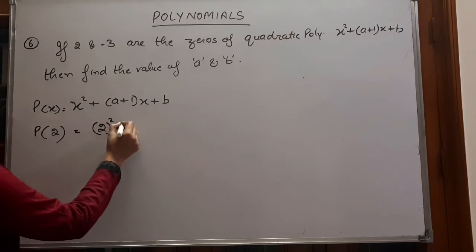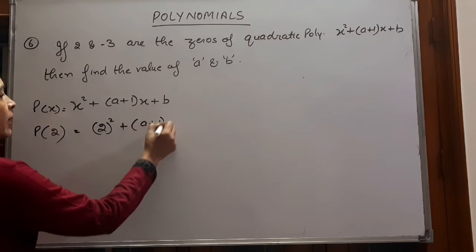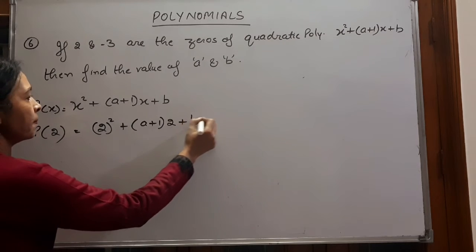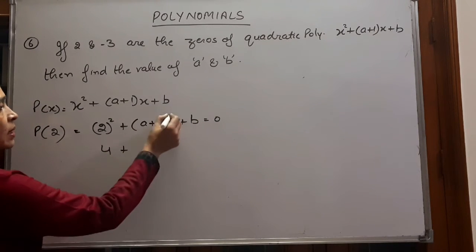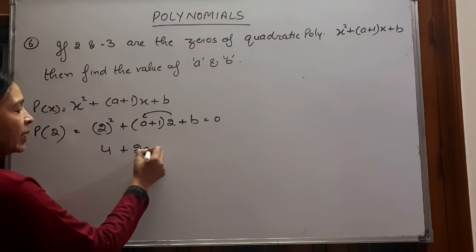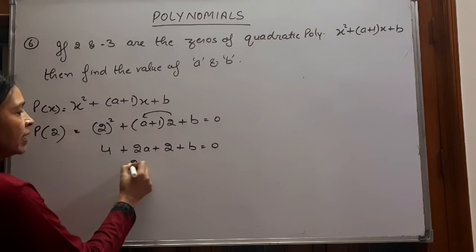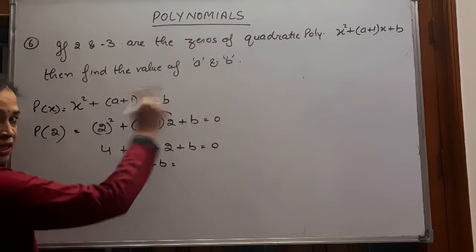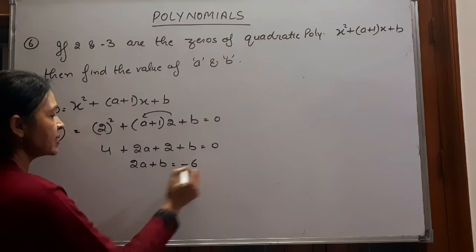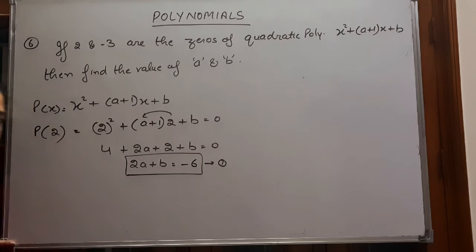We have 2 to the power 2 into a plus 1 into 2 plus b. This is equal to 0. We have 4 plus 2 into a, 2a plus 2 plus b is equal to 0. We have 2a plus b equals minus 4 minus 2, minus 6. 6 on the right hand side, minus 6. This is our equation. Let it be 1.